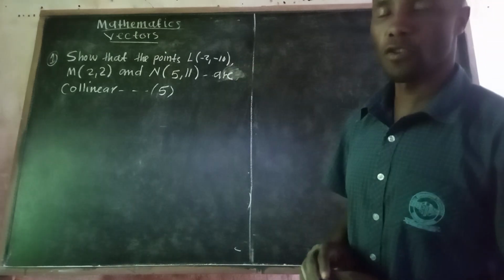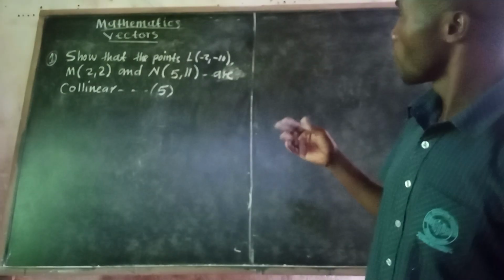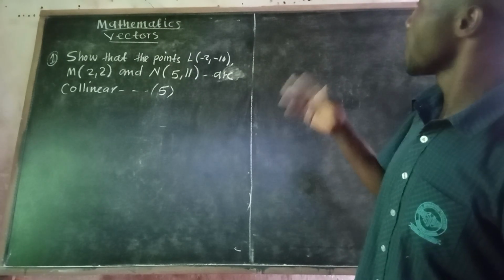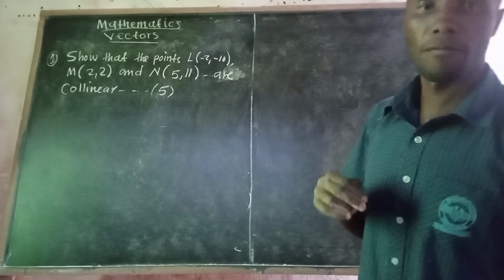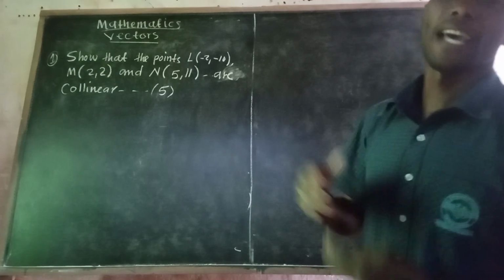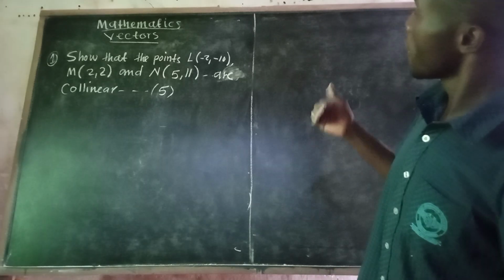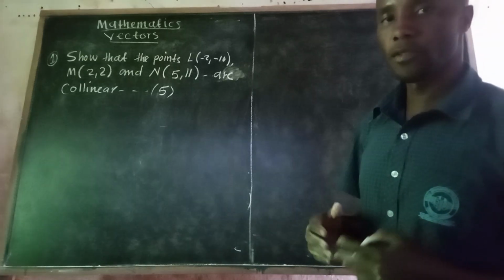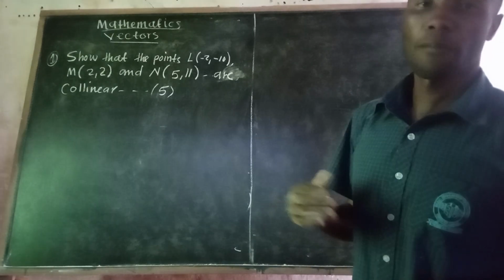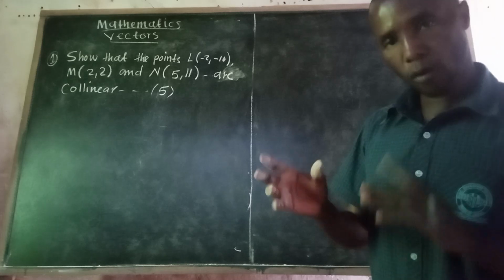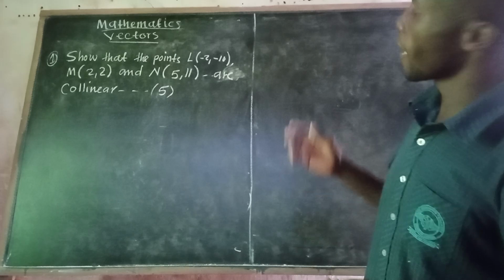So there are 2 ways of showing. One of them, we can find the gradient of LM and MN. If these 2 have the same gradient, it means they are collinear, lying on the same line, because points that are lying on the same line have the same gradient. The other one is where we use the scalar multiple of the other. So we can make LM to be the scalar multiple of MN. If one of them is the scalar multiple of the other, it means they are collinear.